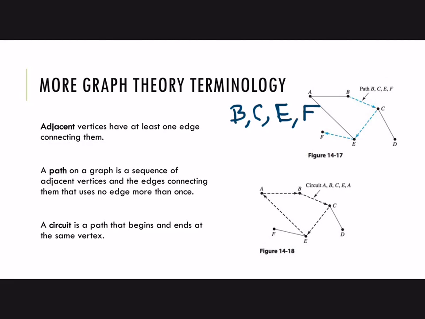A circuit is a path that begins and ends at the same vertex. Circuit, circuitous, you've heard those words before, so this kind of makes sense in context. Here's a circuit A, B, C, E, A. It starts at A and then goes around in that order and ends at A.